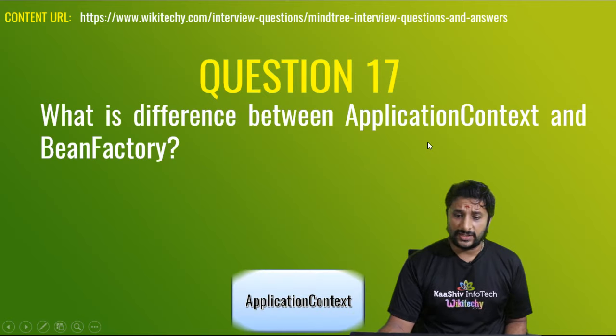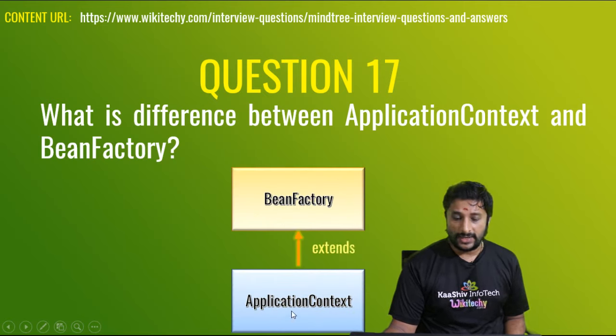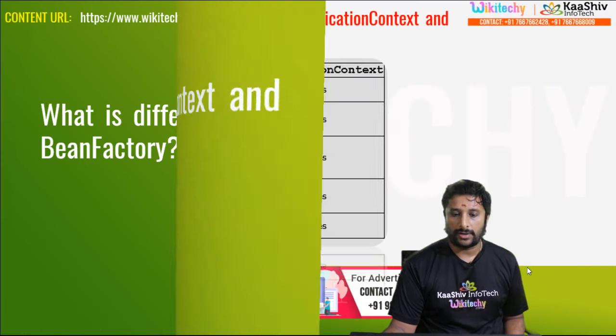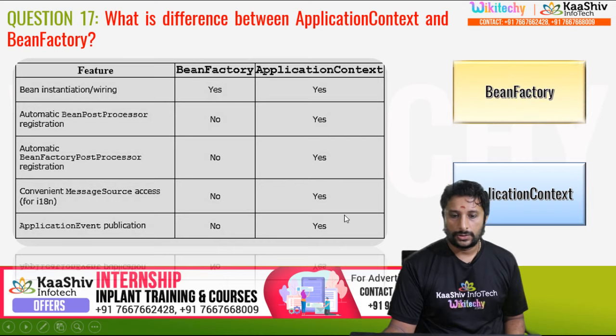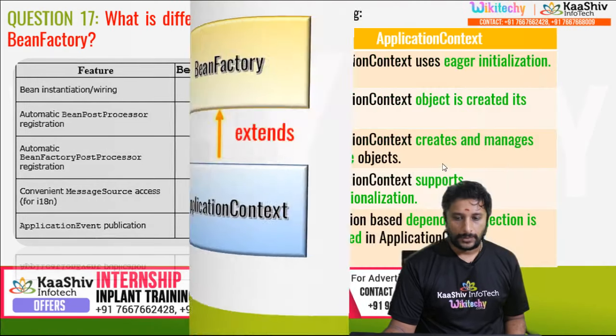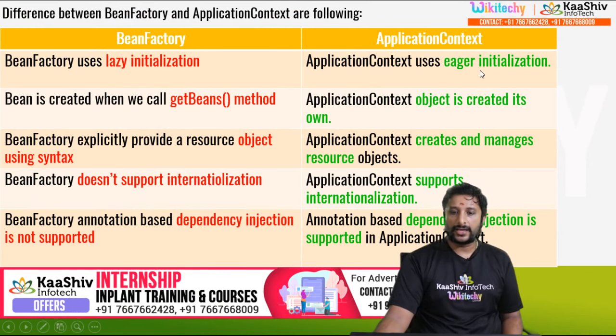What is the difference between ApplicationContext and a BeanFactory? ApplicationContext extends the BeanFactory. Let's see the difference between these two. Check it out. Here's the one: BeanFactory uses lazy initialization, and ApplicationContext uses eager initialization.